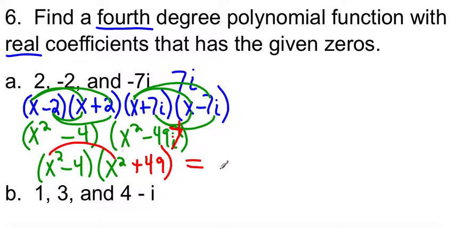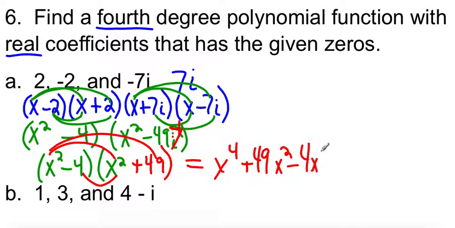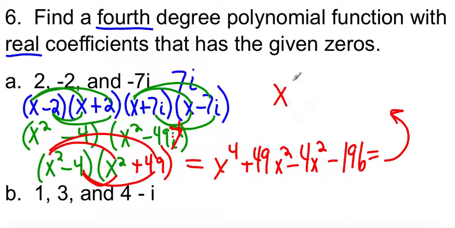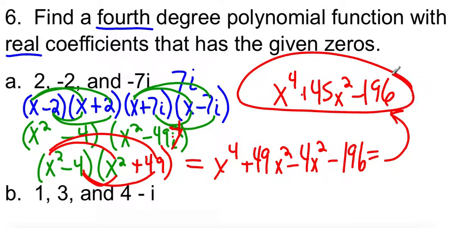So we get x to the 4th plus 49x squared minus 4x squared minus, I don't know, 196. And combine our like terms. I'm going to put my answer up here because I'm running out of space. X to the 4th plus 45x squared minus 196. So this is the polynomial that has zeros 2, -2, and -7i and +7i.